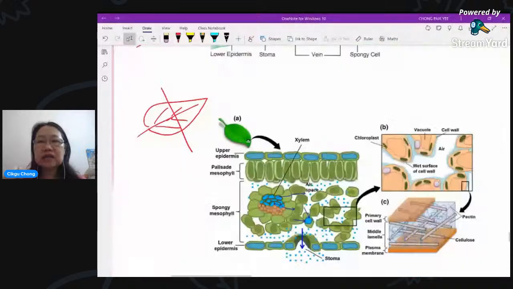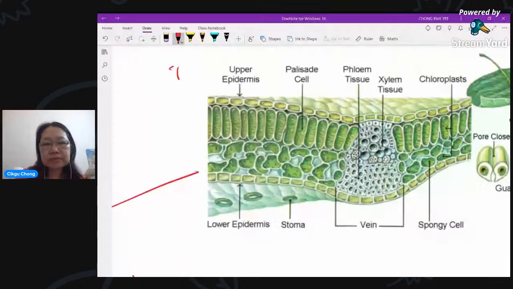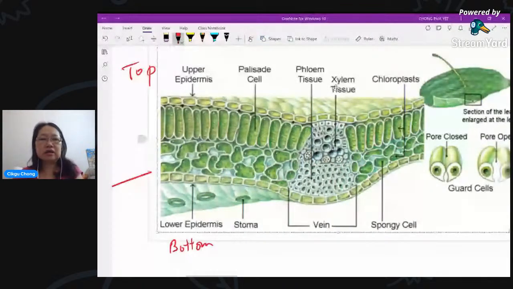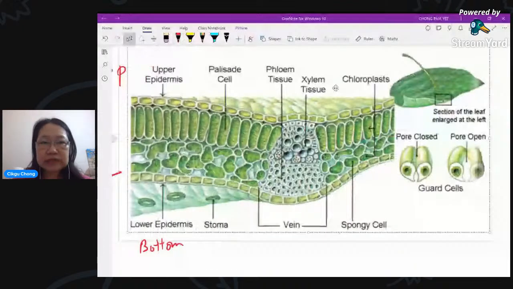So let's go through the names of the parts you need to know. This is the top, this is the bottom. Now at the top, the first thing you find is a layer of wax. Most of the plants have a layer of wax. We call it the cuticle. If you look at the textbook, it is labeled there as cuticle.